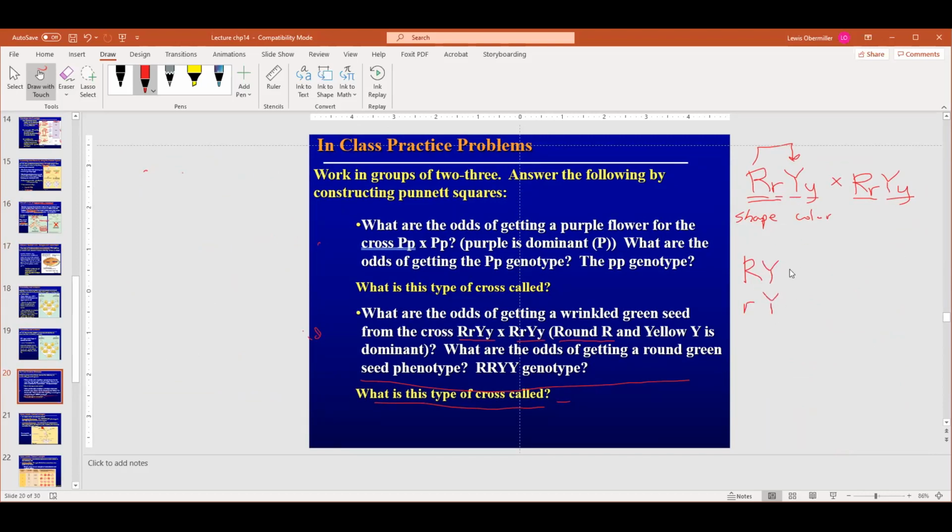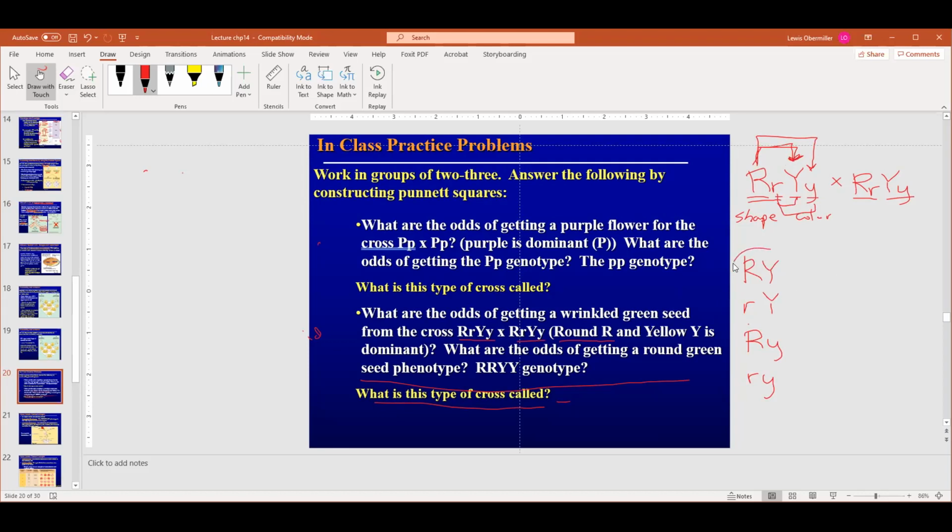And this is kind of like the math FOIL, right? So we're doing the inside and then the outside and then the inside and then the outside again. So we get little r, big Y, big R, little y, and little r, little y. So those are all the combinations of gametes. We assume these are not linked, so they're on different chromosomes. We don't have that linkage problem.